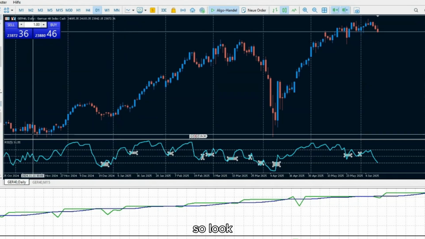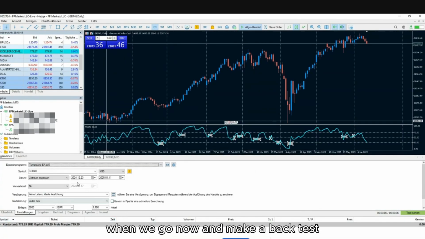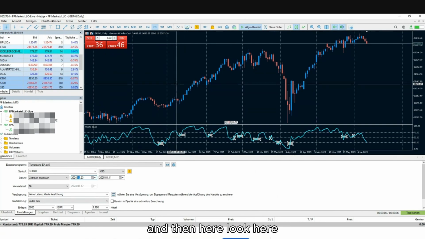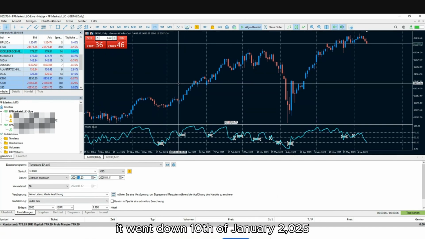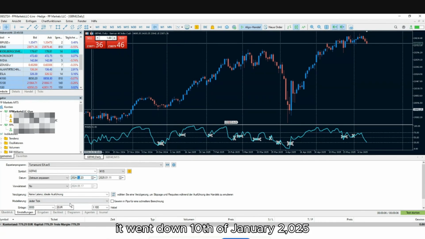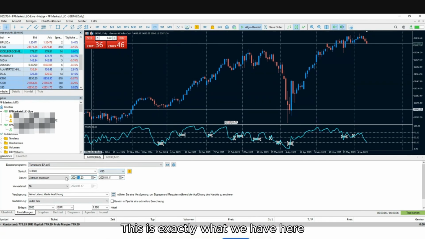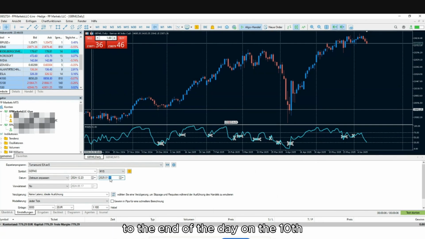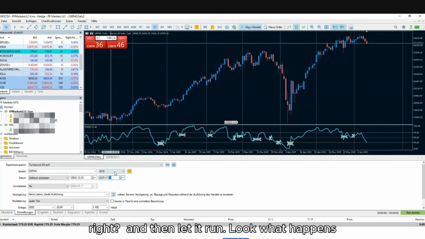Okay, so look, when we go now and make a backtest, 23rd of December last year, and then here, look, here it went down, 10th of January 2025. This is exactly what we have here, 11th. We switch it off because we have to wait until the end of the day on the 10th, right? And then let it run. Look what happens.